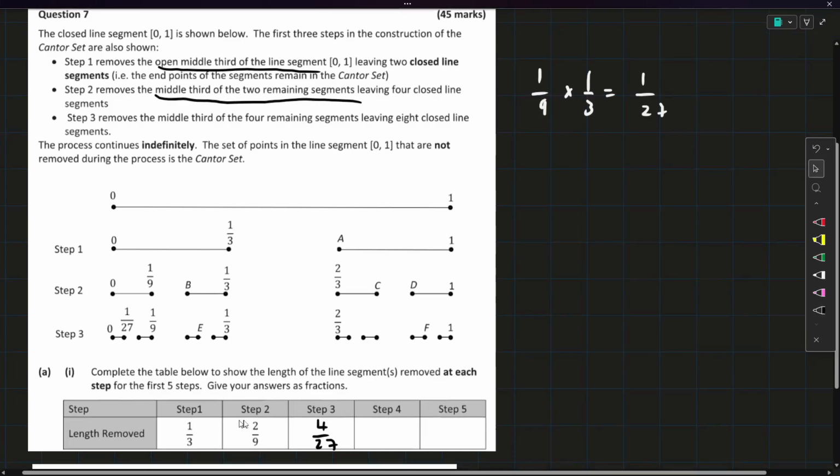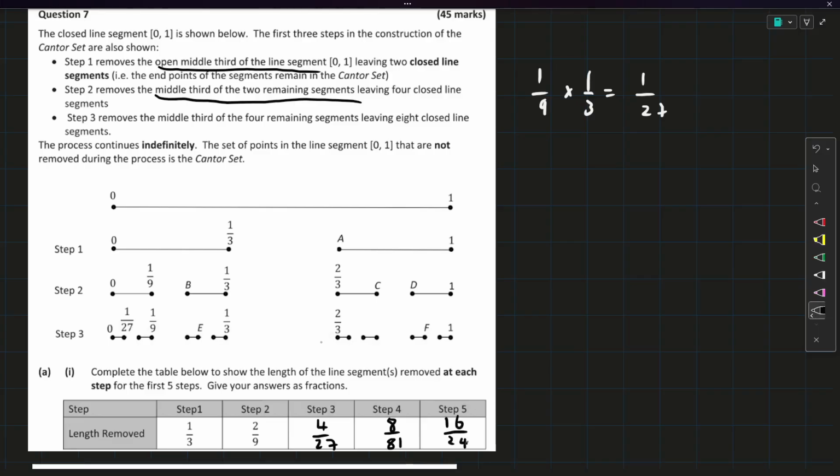And then at this point, you might see a pattern. So on the top, we have the powers of 2, and on the bottom, we have the powers of 3. So you can reason on that if you want, but the next one is going to be 8/81. And the reason for that is because here now we have 8 segments, and we're going to be removing 1/81st from each segment. And then we're going to have 16/243, because when you multiply 81 by 3, you get 243.